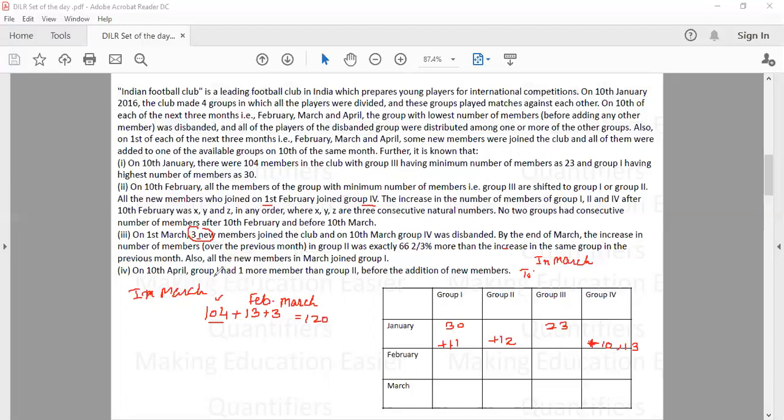Last point says on 10th April, before the addition of the new members, meaning the members who joined the club in the month of April, group 1 had 1 more member than group number 2. Now that means these 120 members, the members of January, those added in February and those added in March, should be divided in group number 1 and 2 in such a way that group 1 should have 1 more member than group number 2. Now, if I take the two numbers to be equal, 60, 60, after that, the next possibility would be 62 and 58. Okay, this is again not possible.